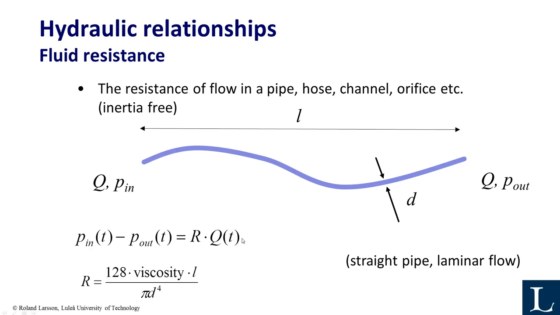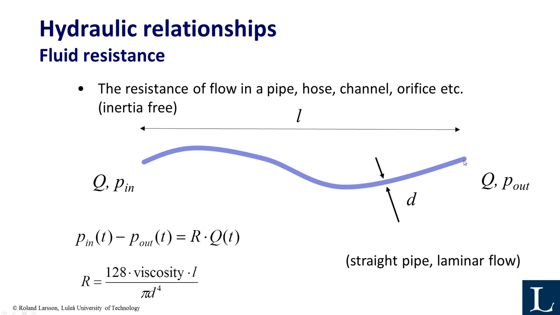And again we will talk about these resistive, inertial and capacitive types of relationships. Now the effort is always pressure and the flow is always fluid flow. So we start with the simplest, the fluid resistance. If you have a long pipe or hose or channel, you have fluid coming in one end at a certain pressure, and it comes out the other end with another pressure.